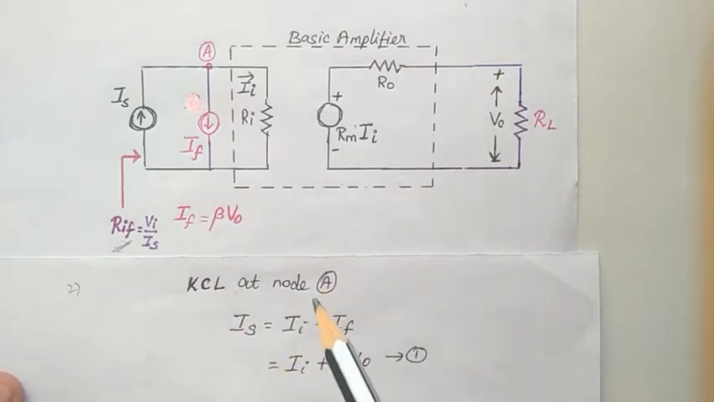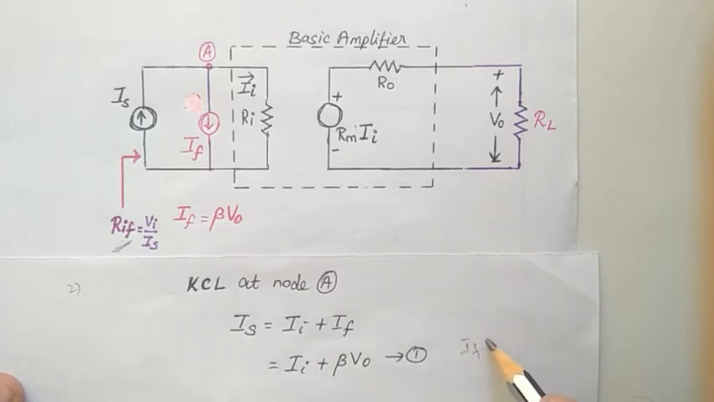Then we move to step 2, applying KCL at node A. This is node A. We apply KCL, hence we have Is equal to Ii plus If. That is expanded here as Ii plus beta V0, since If is equal to beta V0. Okay, right. This can be equation 1.